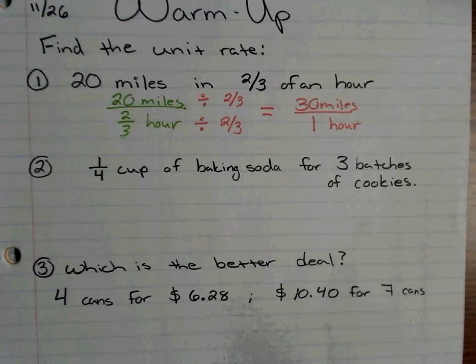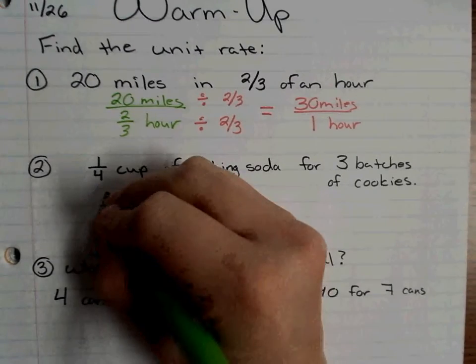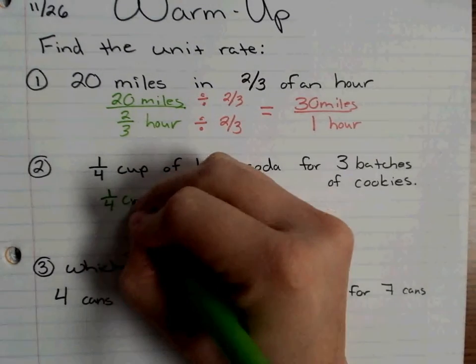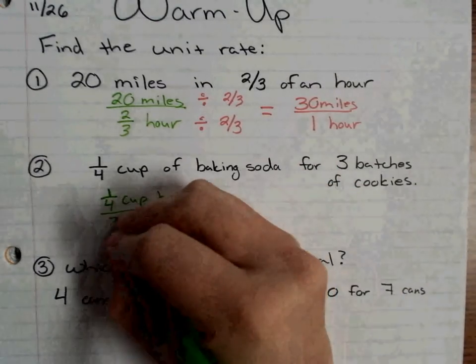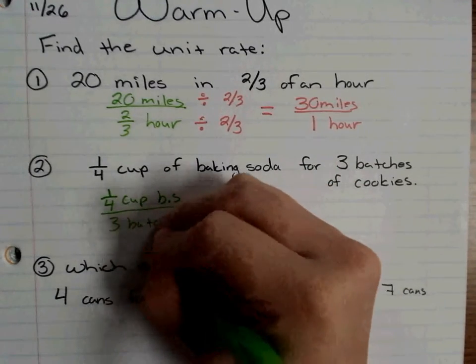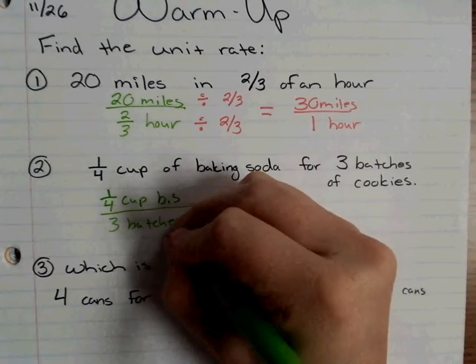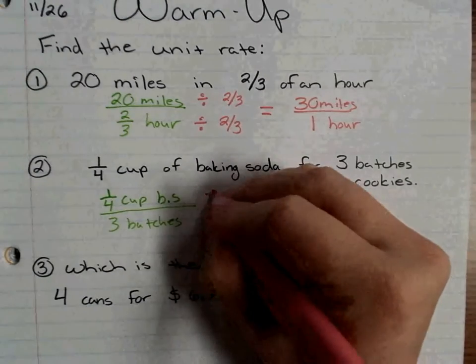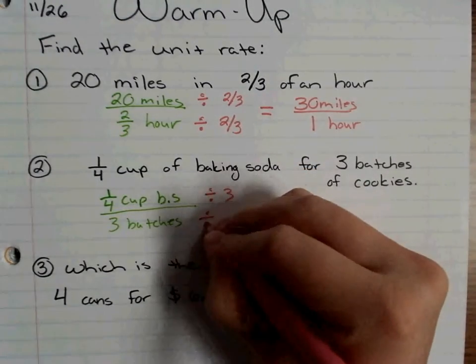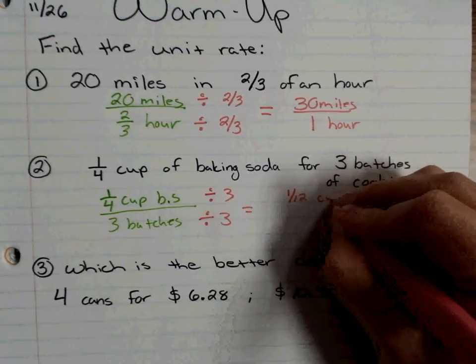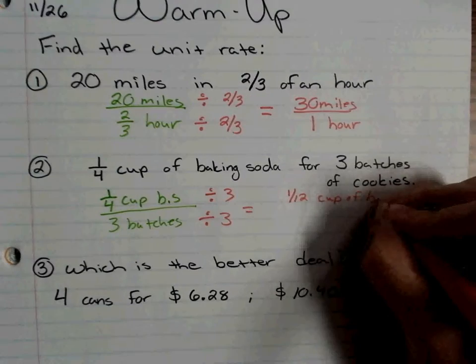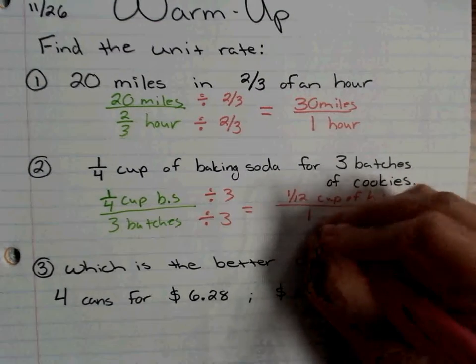So you're setting it up as 1/4 cup of the baking soda over 3 batches of the cookies, right? You're dividing both the numerator by 3 and the denominator by 3, and that's going to give you 1/12 cup of baking soda per 1 batch of cookies.